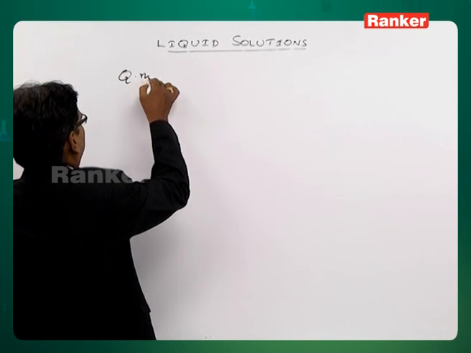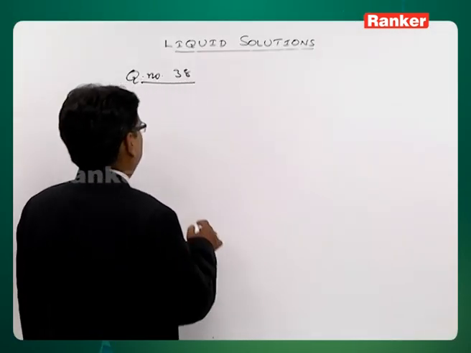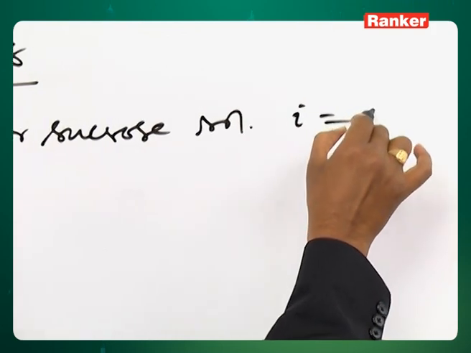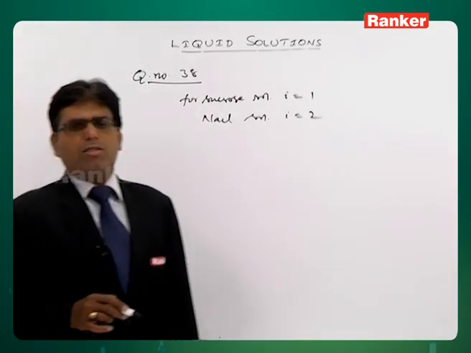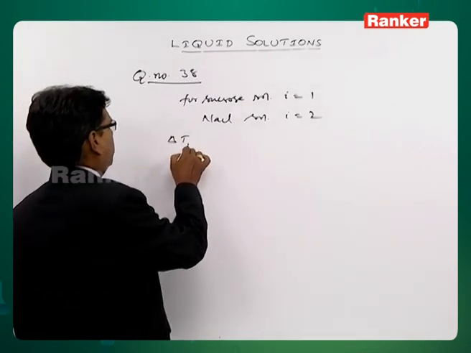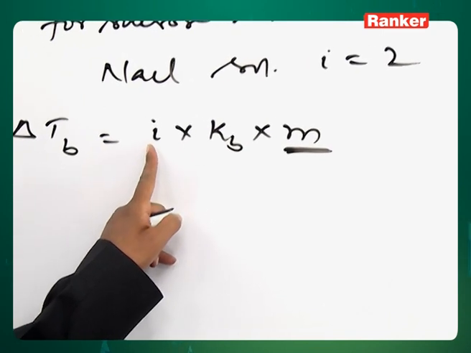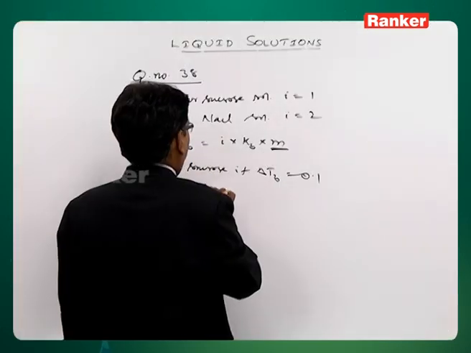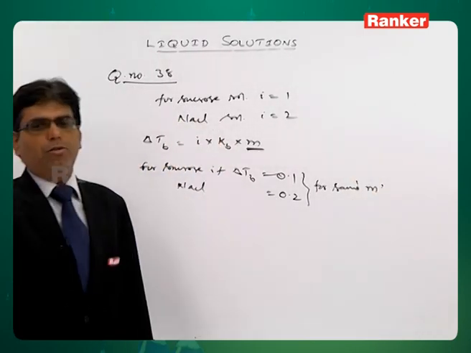Now, let us move on to question number 38. If for a sucrose solution the elevation in boiling point is 0.1 degree Celsius, then what will be the boiling point elevation of NaCl solution for the same molar concentration? Sucrose solution is a non-electrolyte, so for sucrose solution i is equal to 1 and for NaCl solution i equals 2. When you write delta Tb is equal to i into Kb into molality, for the same molar solution of both, the i doubles for NaCl. So, for sucrose delta Tb is 0.1, then for NaCl delta Tb will be 0.2 for the same molality. So, the answer must be option B.